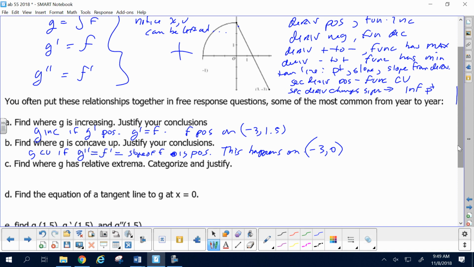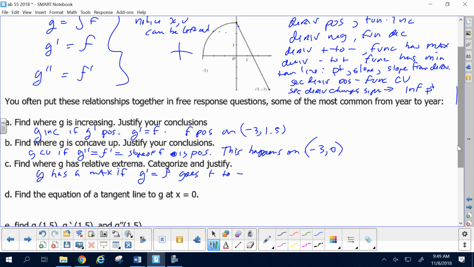Find where G has relative extrema. Categorize them as mins or maxes and justify. So, big idea of calculus. G has relative extrema. Let's go with max. G has a max if what? What's the big idea of calculus? Max if G prime changes positive to negative. Now, in addition to saying that, we're going to make the F connection. G prime, which equals F, goes positive to negative.